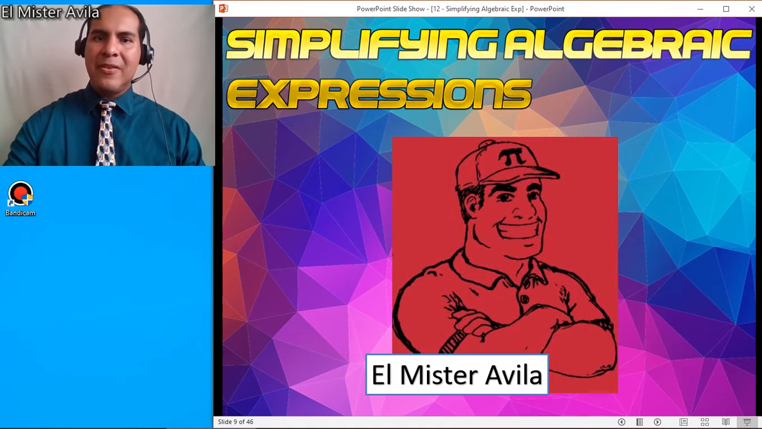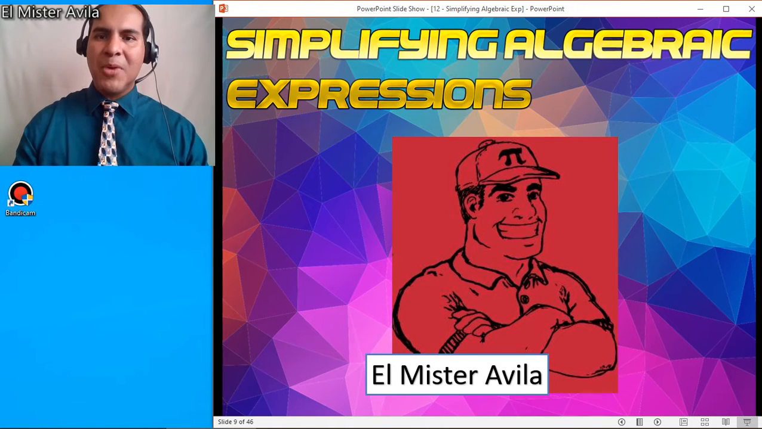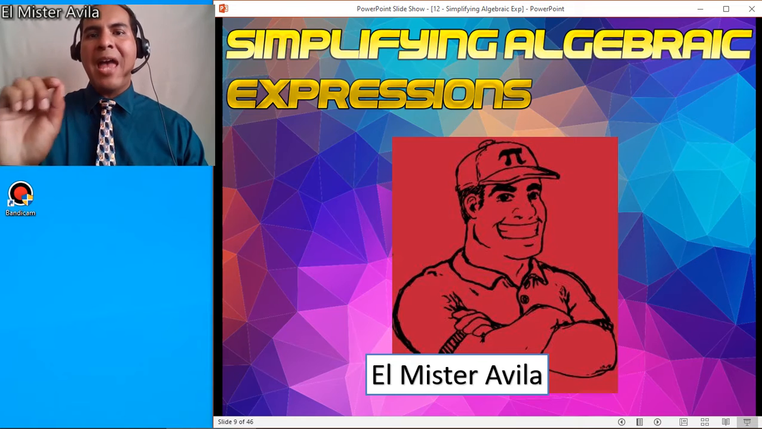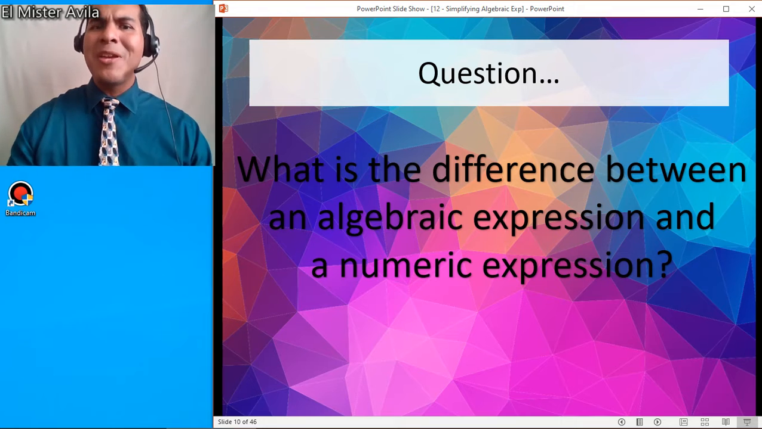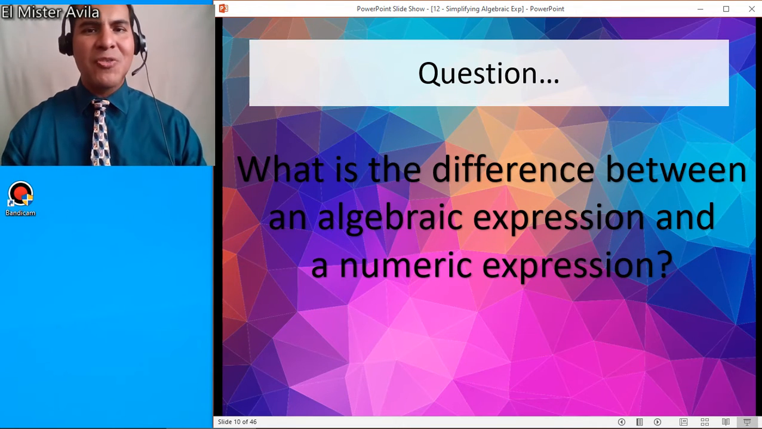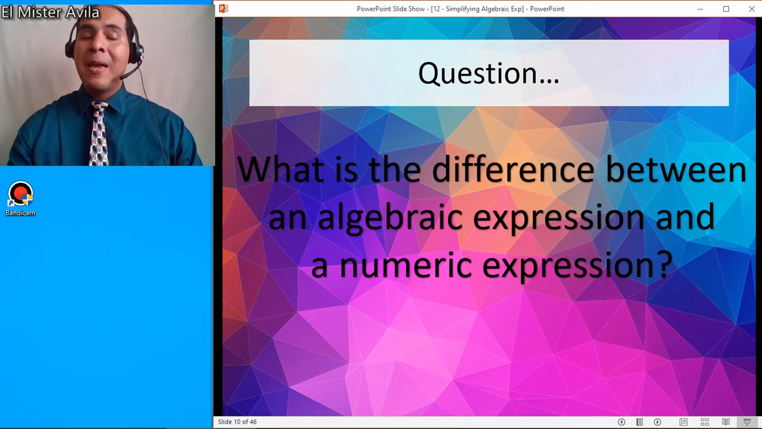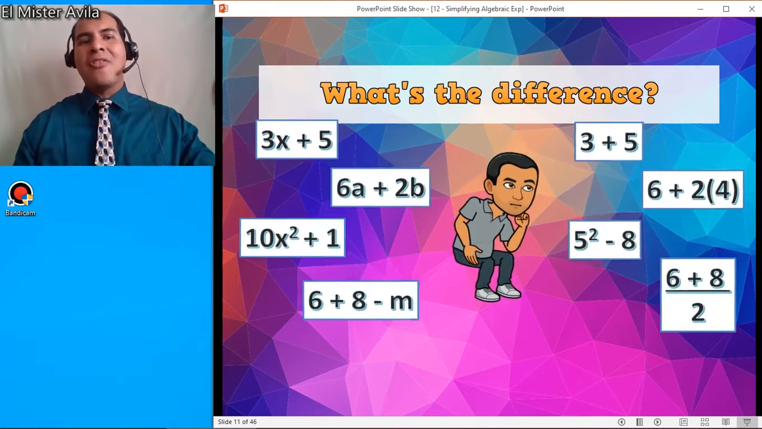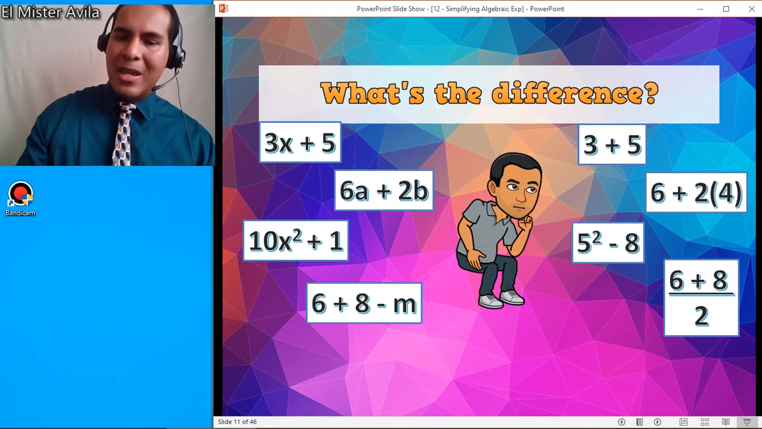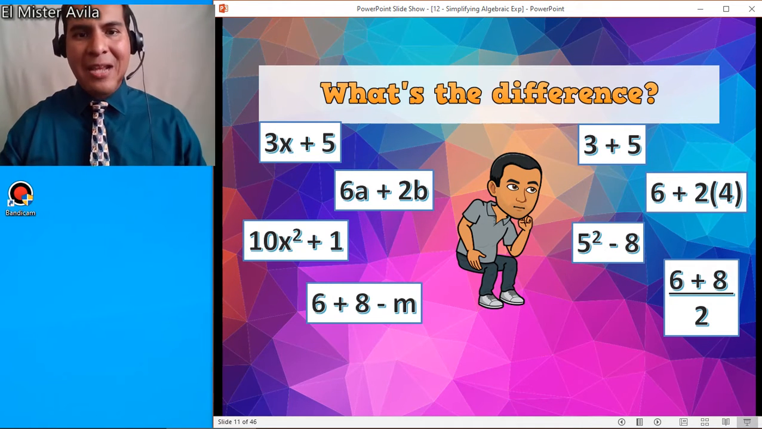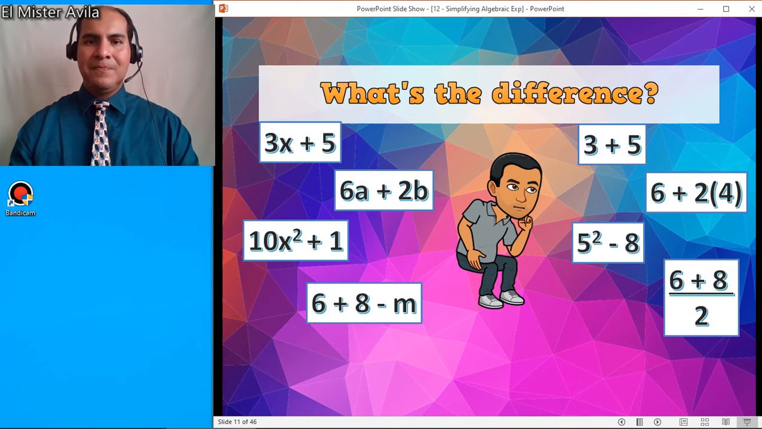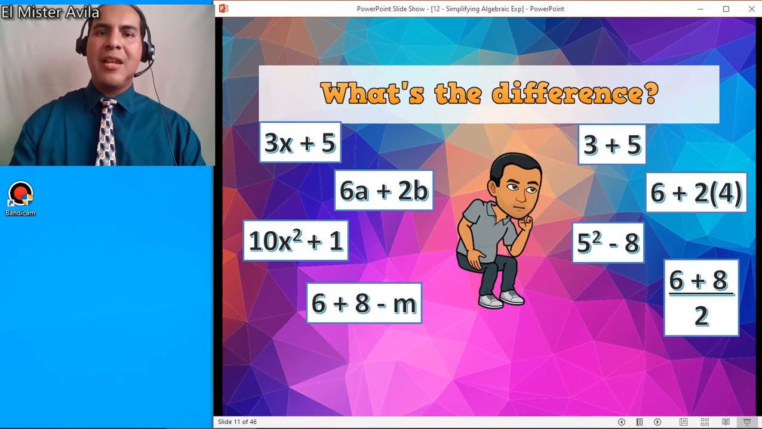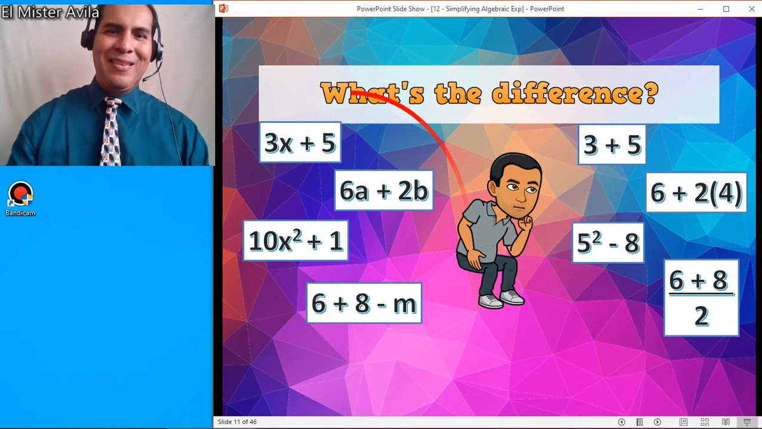Today, the title of the notes is Simplifying Algebraic Expressions. So we're going to be working with algebraic expressions today, which reminds me, do you remember what's the difference between an algebraic expression and a numeric expression? Because today we're focusing on algebraic expressions, so you should know the difference between the two. And here they are. On the left, we have algebraic expressions. On the right, we have numeric expressions. And hopefully you answered that an algebraic expression, Mr. Avila, must have variables. If it only has numbers, we call it a numeric expression.